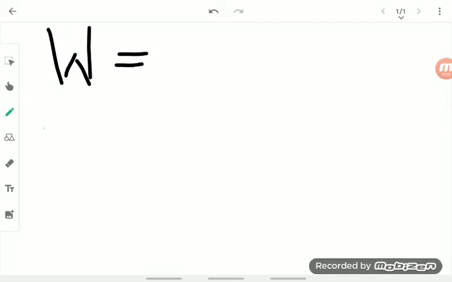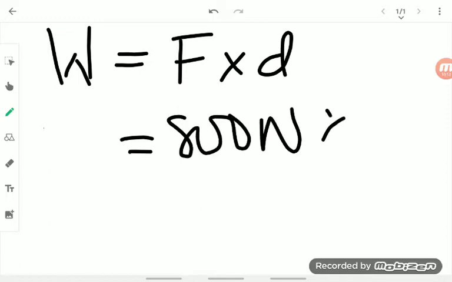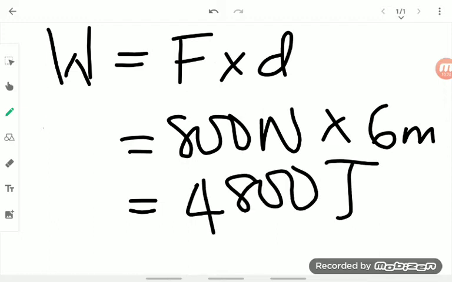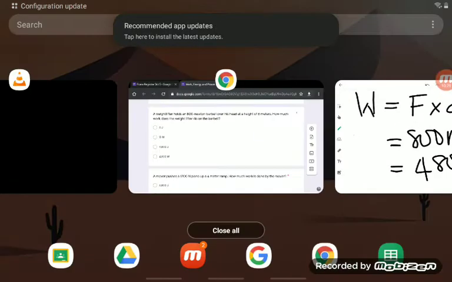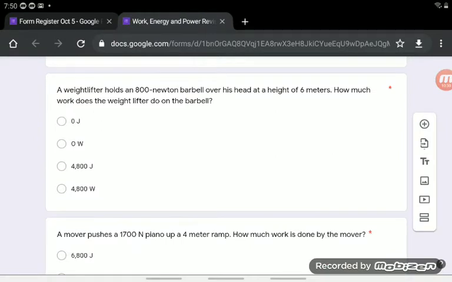Because they didn't give us the mass, we don't need to find the weight. They already gave us that. All right, so work is equal to force times distance. So it's 800 newtons multiplied by 6 meters. So 8 times 6 is 48, so 4,800 joules. Right? That should be it. So the answer would be C, or 4,800 joules.